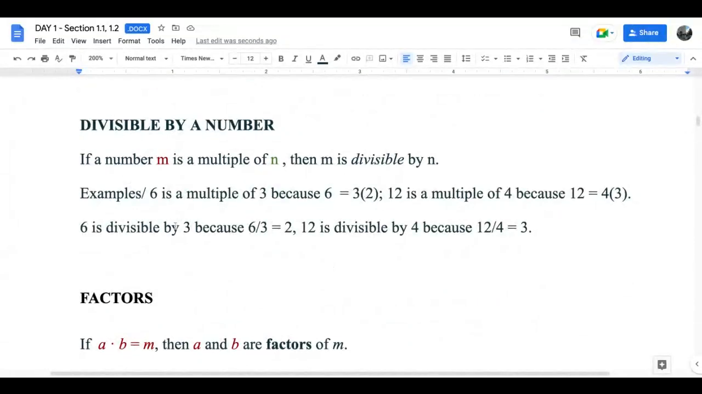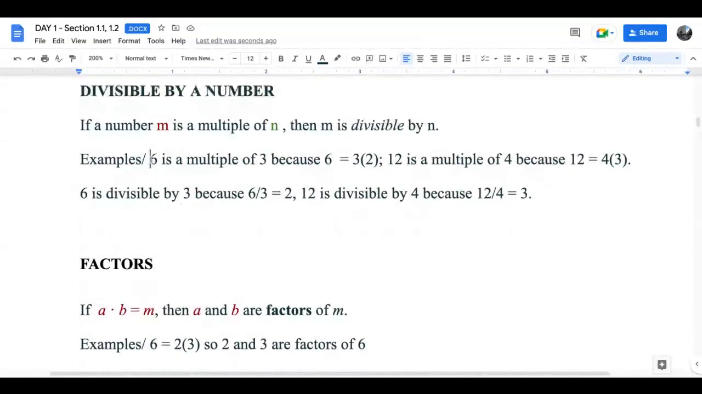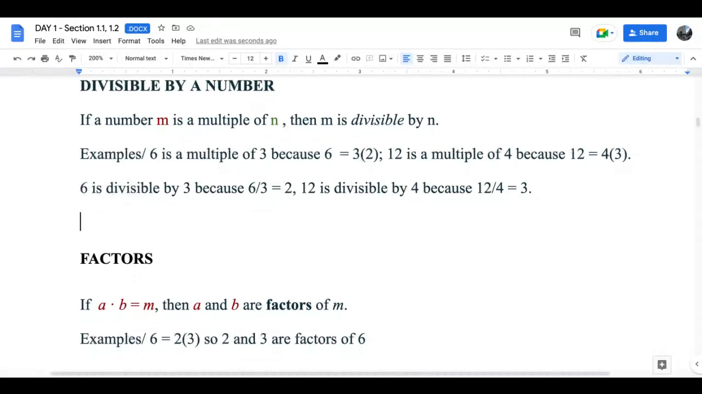Okay, let's see divisibility by a number. So 6 is a multiple of 3, right? So that means 6 is divisible by 3 and by 2. 12 is a multiple of 4. That means 12 is divisible by 4. 6 is divisible by 3 because when 6 is divided by 3, we get 2. 12 is divisible by 4 because 12 divided by 4 is 3. So this is called divisibility or divisible.